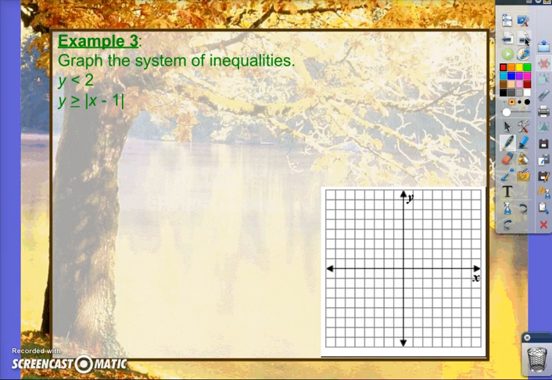All right, let's do one last one here. Here we have a line, and if you look at the second one, we are going back to absolute value graphs. So let's start with the top one, y less than 2. So we go up to 2, it's a less than, so don't forget it's a dashed line.